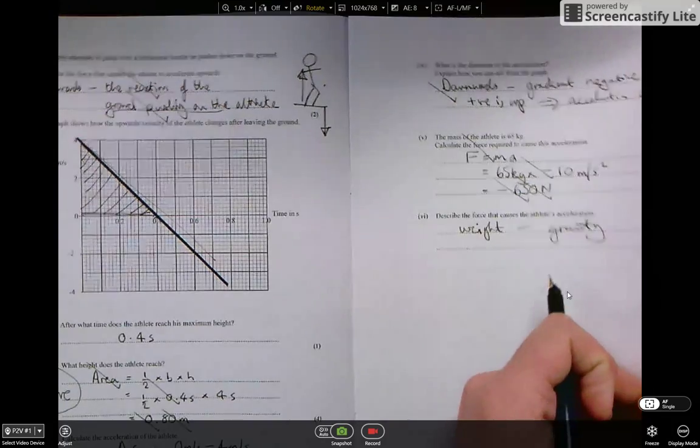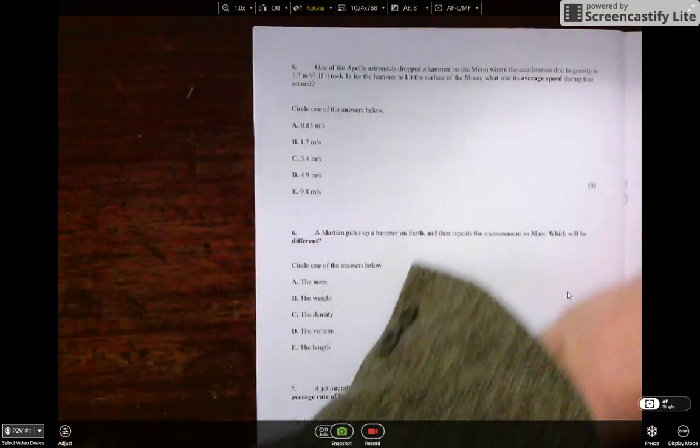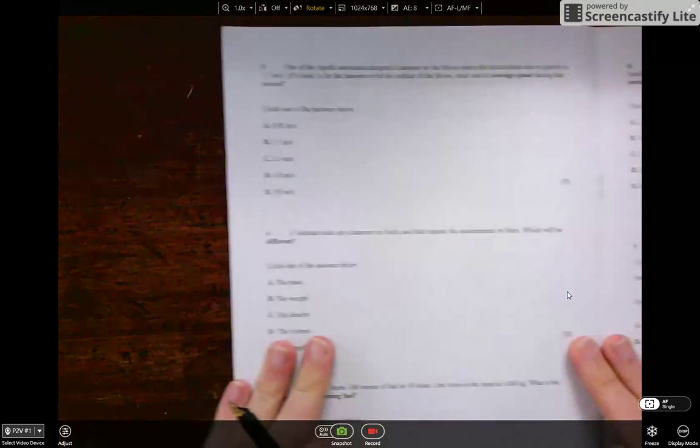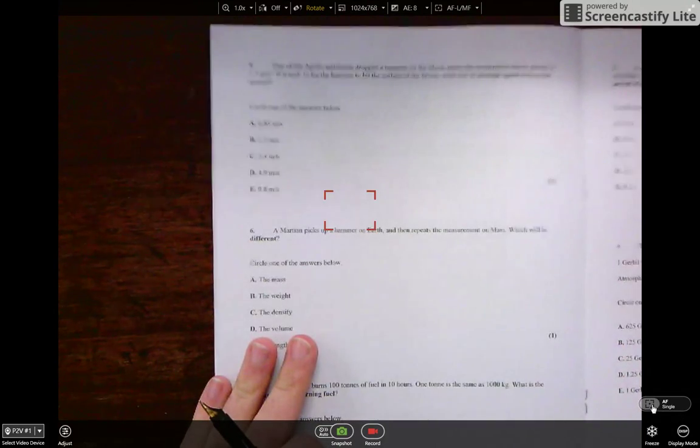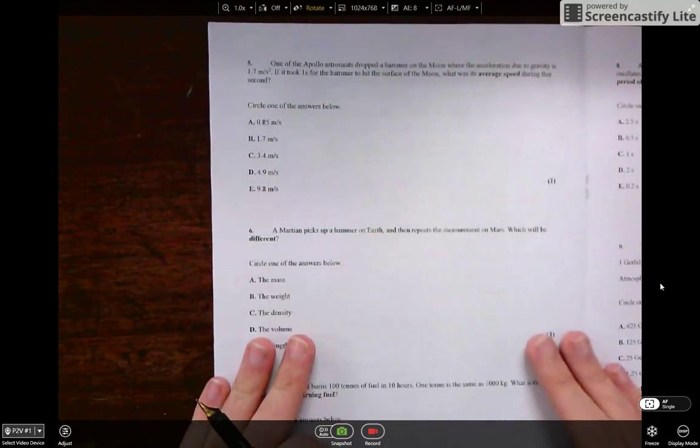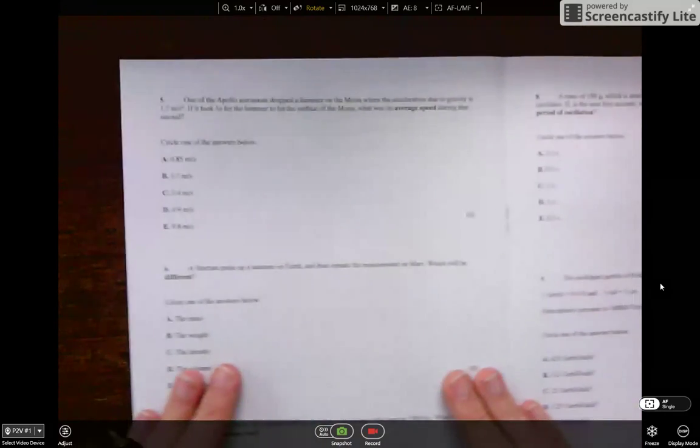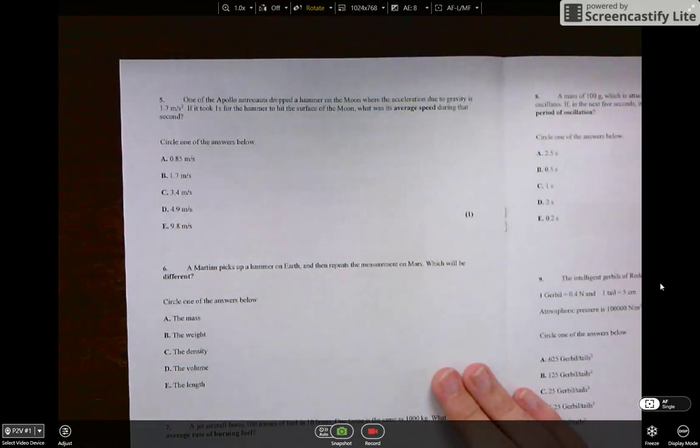On the next question, we've got 5 multiple choice questions. So just having a look at these, we first are asked about dropping a hammer on the moon, where the acceleration due to gravity is less than that on the Earth. It's only 1.7 meters per second squared.